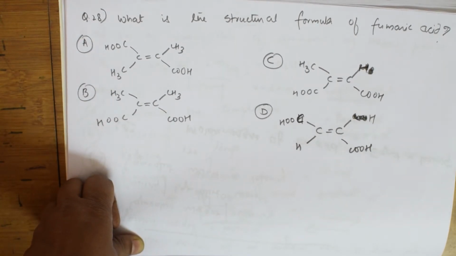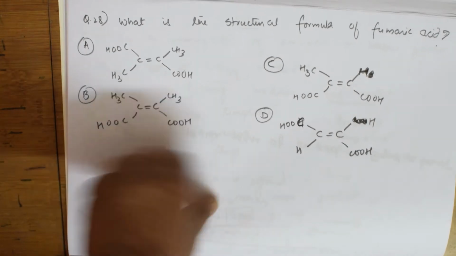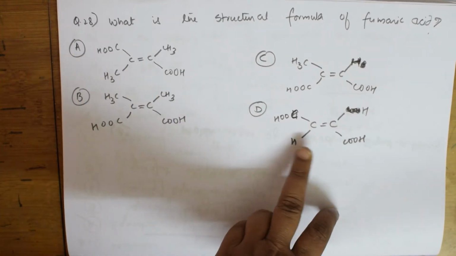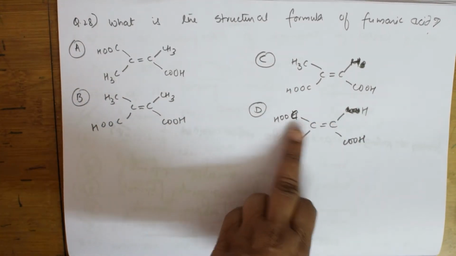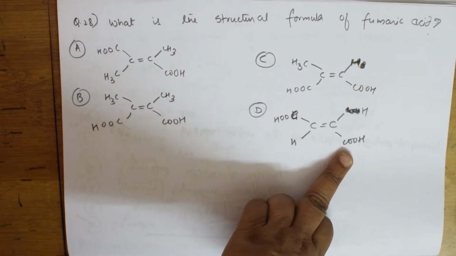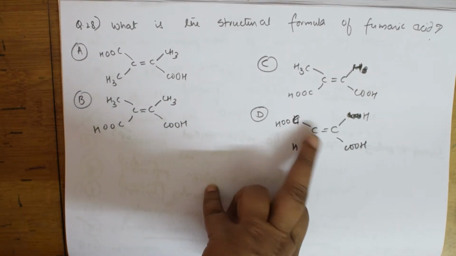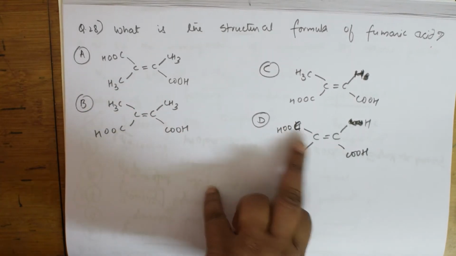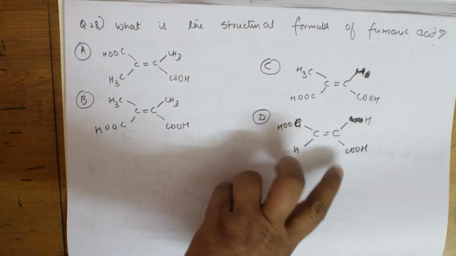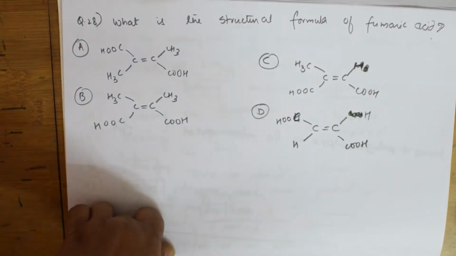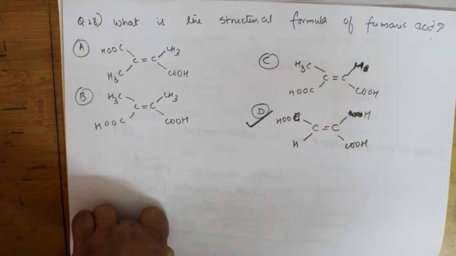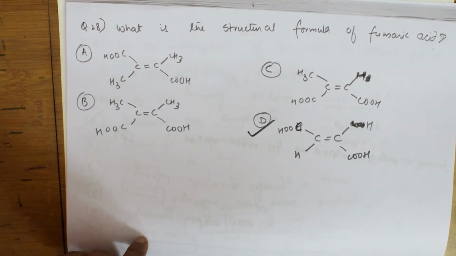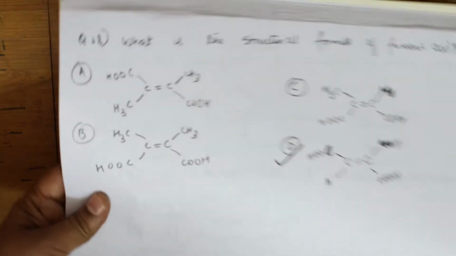The structure or formula of fumaric acid is this: both the hydrogens on opposite sides and the COOH groups on opposite sides. They are trans isomers, which means it's a trans product. So fumaric acid has H and COOH trans. Why did I say that? Because they are present on two opposite sides. So the structural formula of fumaric acid is the trans one. Right, students? Done. Let's come back and do one more question.